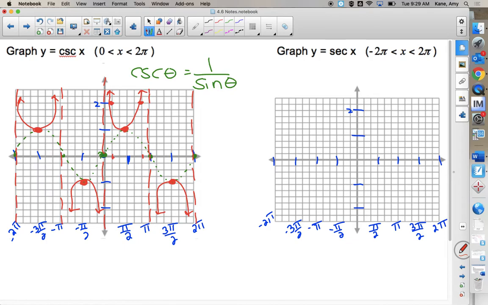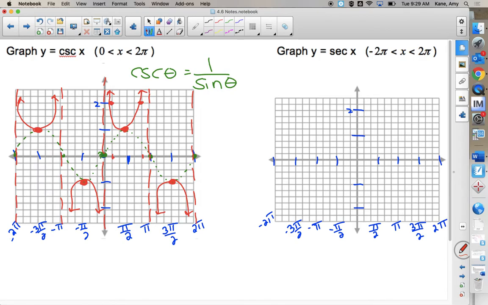So when we graph cosecant, we're really going to graph sine. We're going to use the max and the min of sine to finish our graph. So graphing cosecant is really no different than graphing sine. We'll sketch in a little sine curve, and then we'll finish the cosecant. Questions? So see if you can graph a cosine.